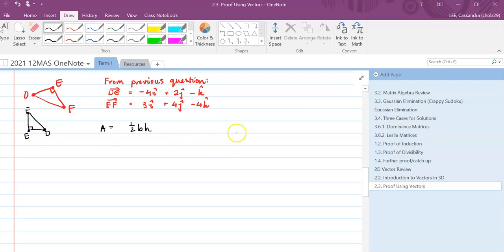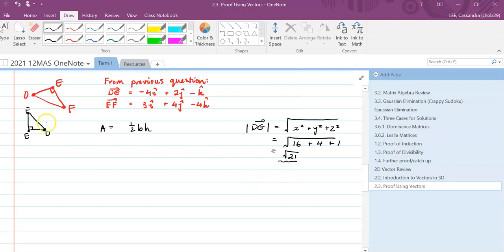So recall from our two-dimensional vectors, whenever we're trying to find the magnitude or the length of a line, we use these straight brackets. So this is going to be our magnitude of DE, and that's going to be equal to the square root of our x squared coefficient plus y squared plus our z squared. So in this case, that's going to be equal to the square root of negative 4 squared plus 2 squared plus negative 1 squared, which is equal to the square root of 21. I'm going to leave it as square root of 21 because I like to use exact values.